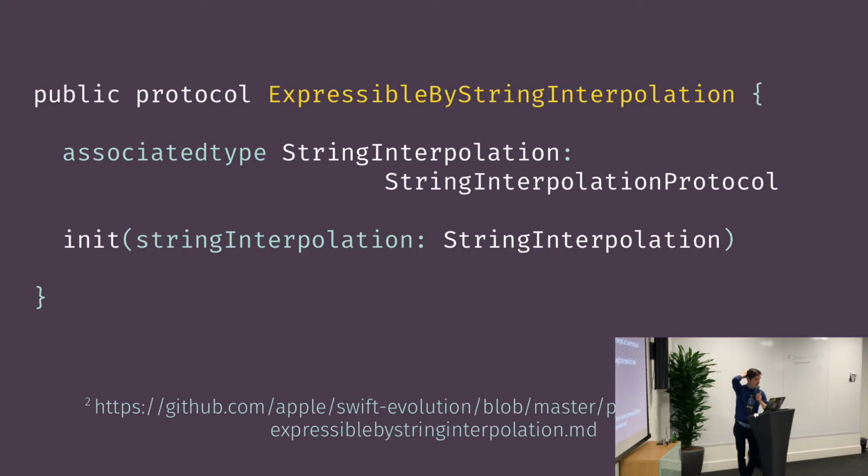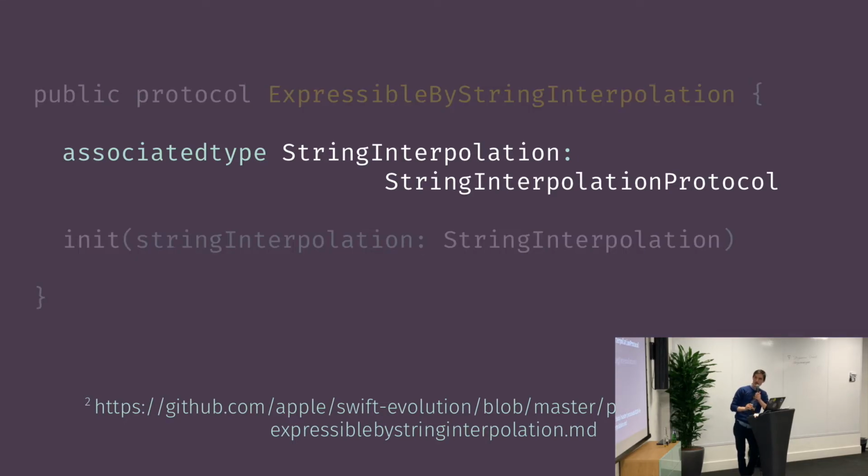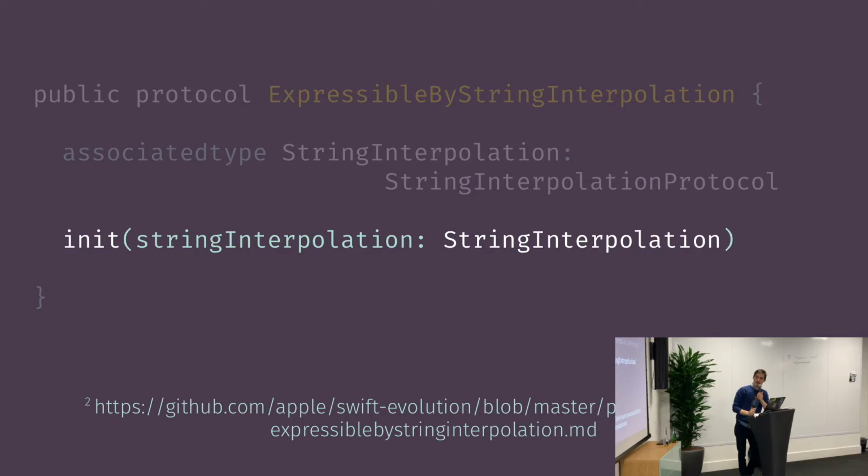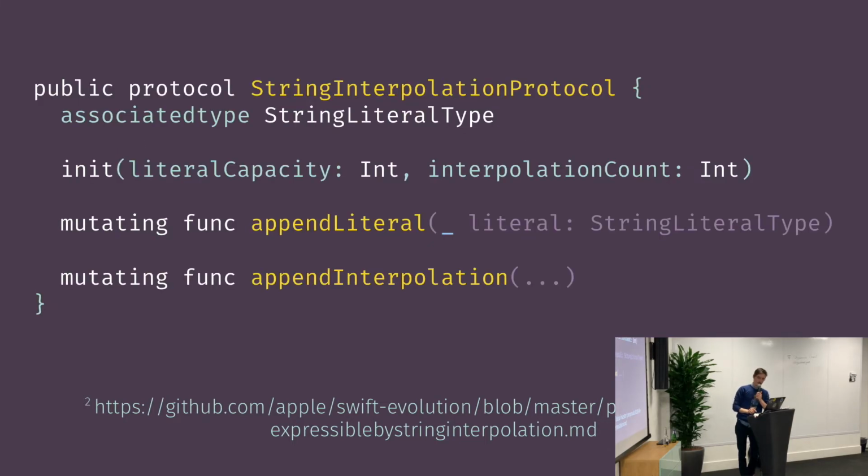So first of all, the protocol expressible by string interpolation changes a bit. Now instead of aggregating these segments into the type itself, we have an associated type, which needs to implement a new protocol, string interpolation protocol. And then it has just one constructor that accepts a single parameter value of this string interpolation associated type. Let's look at this new protocol.